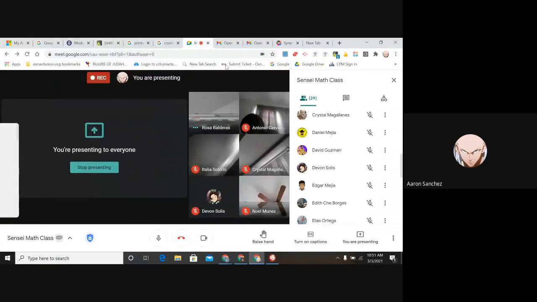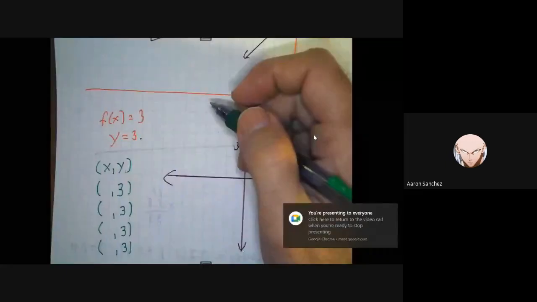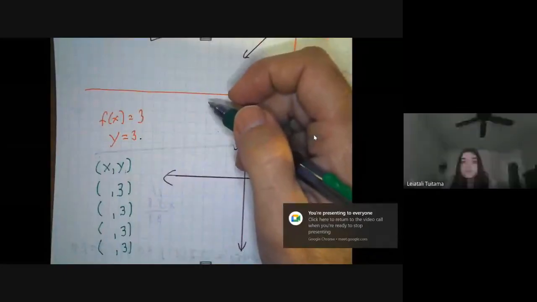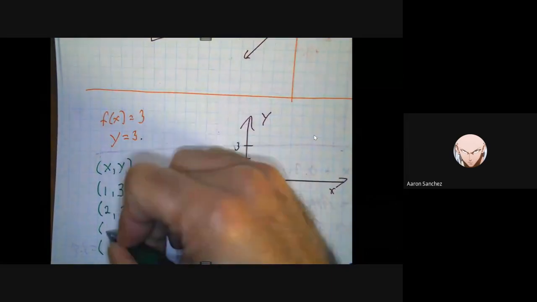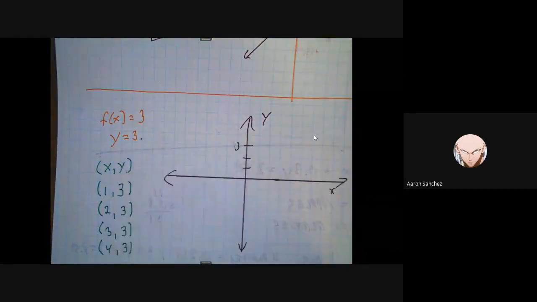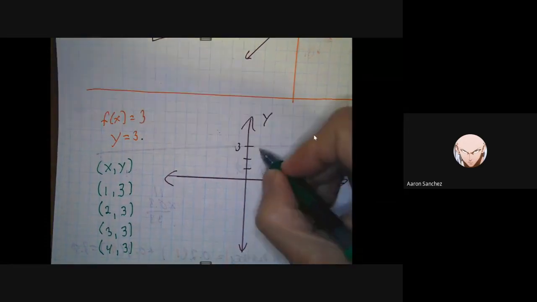Let's start with... Leotali, give me an easy number. 1. And then let's go 2, 3, and 4. Okay, Leotali said 1. I put 1, 2, 3, 4. Okay, so let's plot these points. 1, 3. 2, 3.